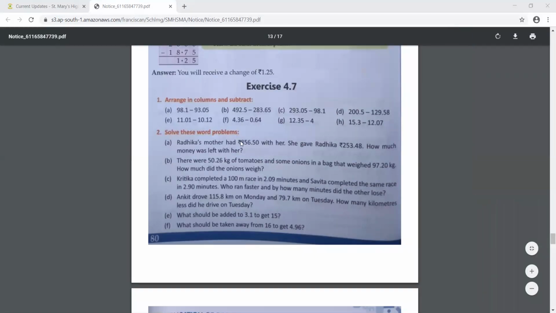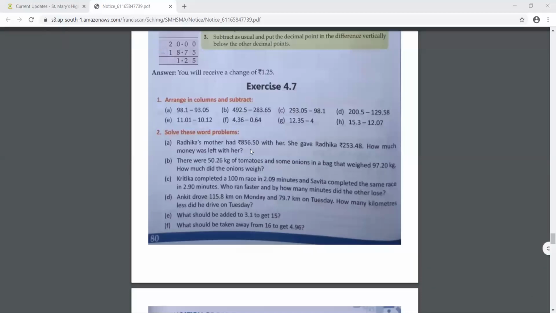Radhika's mother had so many rupees with her. She gave Radhika so many rupees. How much money was left with her? Now, sometimes when you are solving word problems, you can use another technique where you reduce the size of the numbers. Okay, so if you know that Radhika's mother had 8 rupees and she gave Radhika 2 rupees, then how much was left with her?